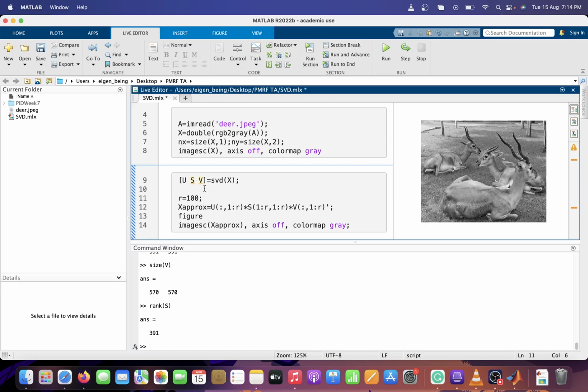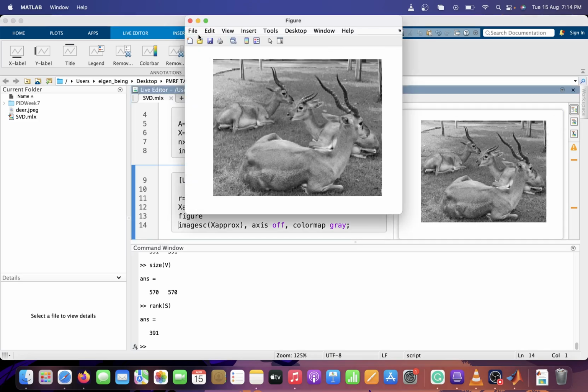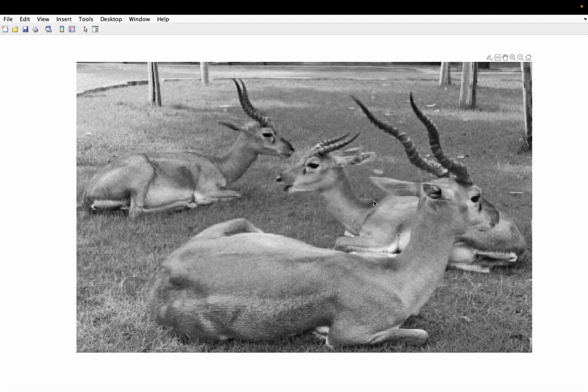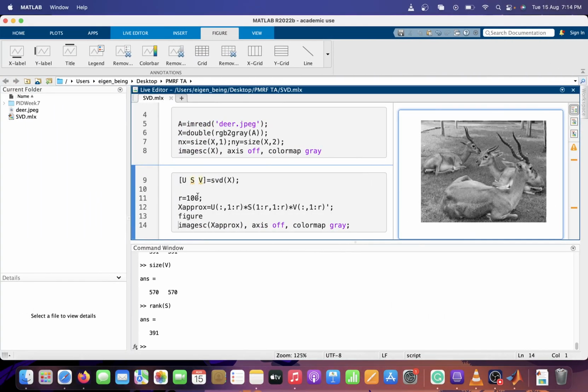Let us take the first 100 columns and rows. Now, let us see what happens. Okay, nothing much, you see a bit of blurriness, but maybe if I open this up, you know it's blurred a bit. See, this is what happens when you do image compression, right. So, it's a bit more blurred. Now, let us further reduce to 50.